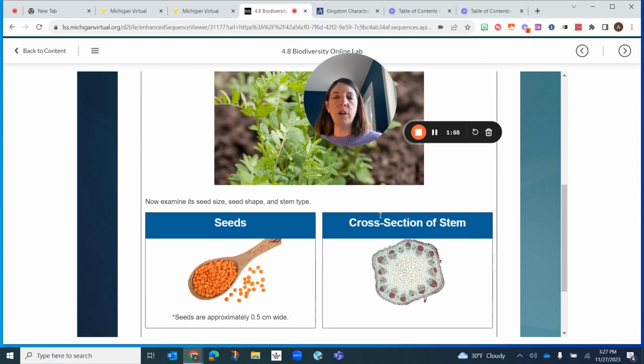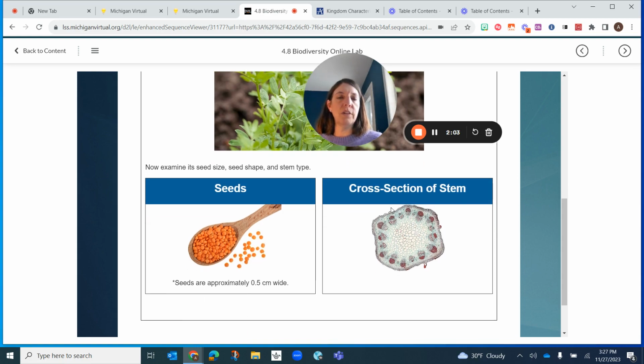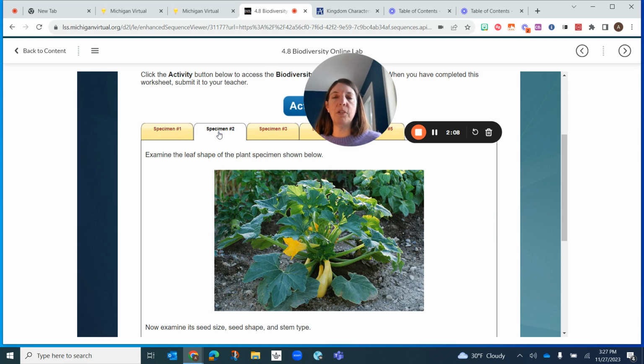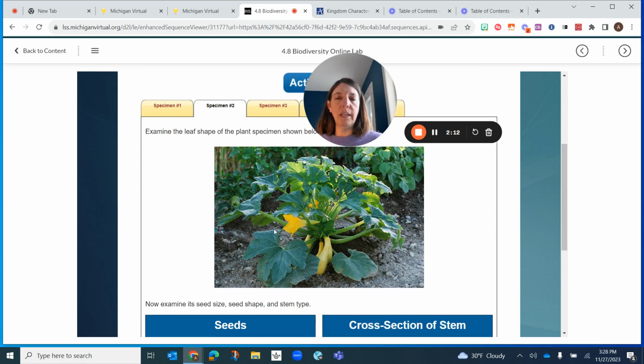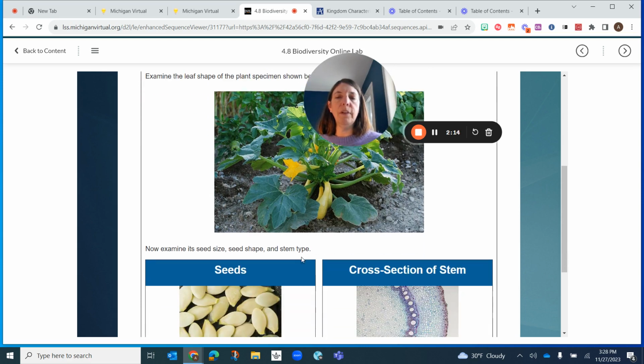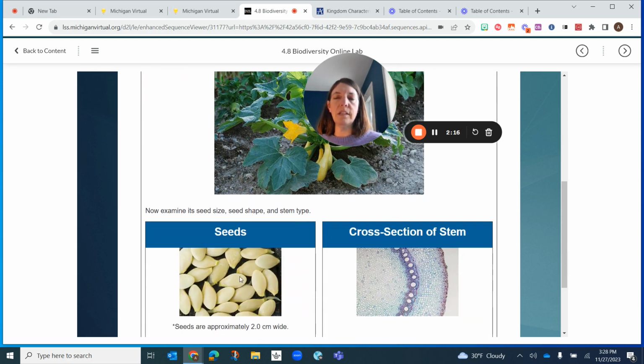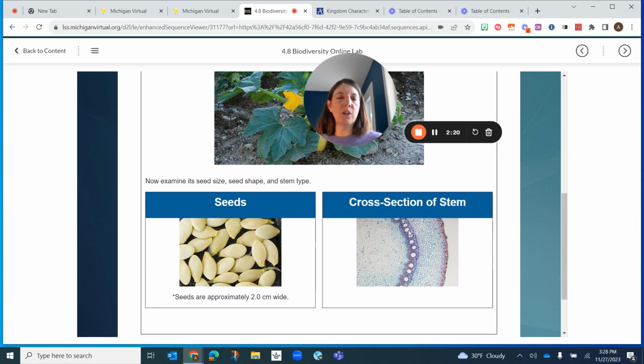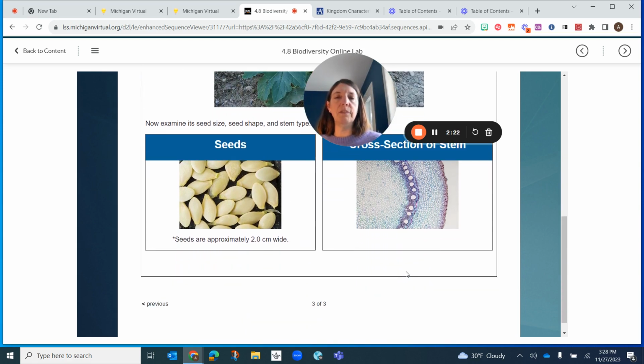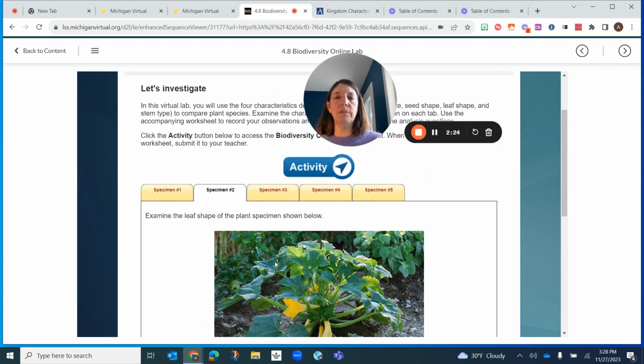Then you're also talking about the seeds, and you can write down the size of the seeds and what it looks like. They're circular here, and the cross section of the stem. Remember the organization here. Okay, so that's for specimen 2. This is specimen 2, looking at the shape of the leaf. You're looking at the seeds. This time they're a little bit of a different shape. The cross section of the stem again is different, and look at the size is different.